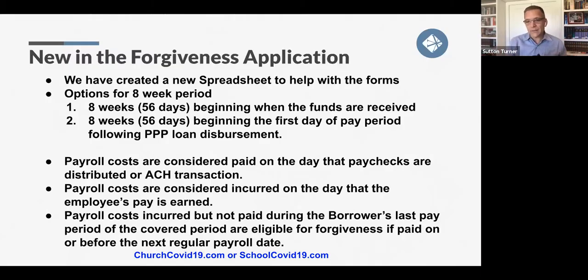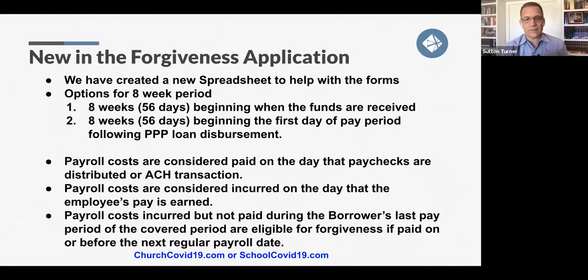Important point is this is just for your payroll costs. This does not include mortgage insurance costs, doesn't include your utilities costs, doesn't include your rent. So that is based upon the 8 weeks from your disbursement time period. So we got 2 different 8 weeks now. But I think that we will be able to handle this. Couple other things, and then we're going to hit the spreadsheets.